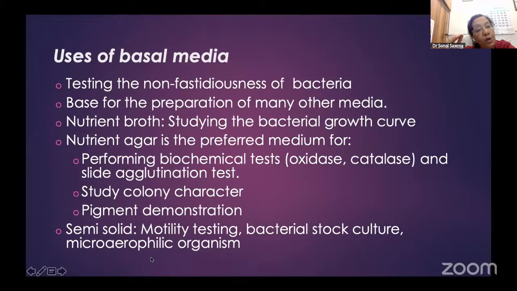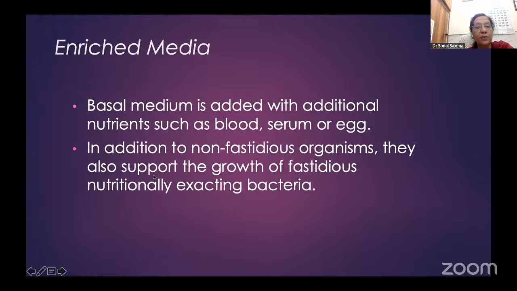Then, if you lower the amount of agar, you can also use it for motility testing. Then you can also use it for stock culture, or to study a microaerophilic organism, which makes a semi-solid agar. That is also a basic use.